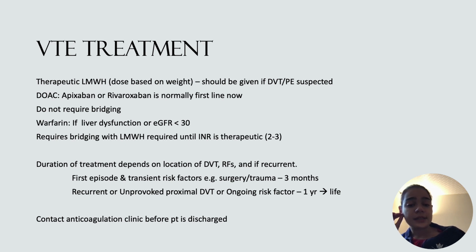If it's the first episode, and there are transient risk factors such as surgery or trauma, you only want to continue with the VTE treatment for 3 months. But if it's recurrent, unprovoked, or there are ongoing risk factors, you want to consider treating for over a year. And you want to contact the anticoagulation clinic before the patient is discharged.